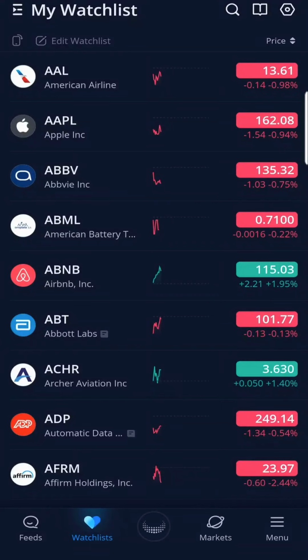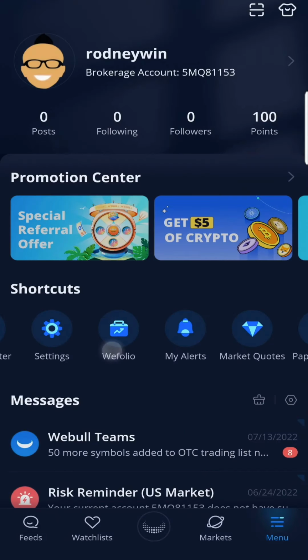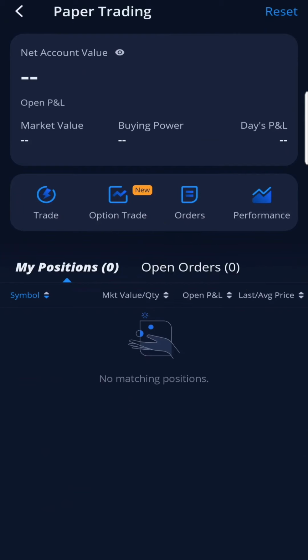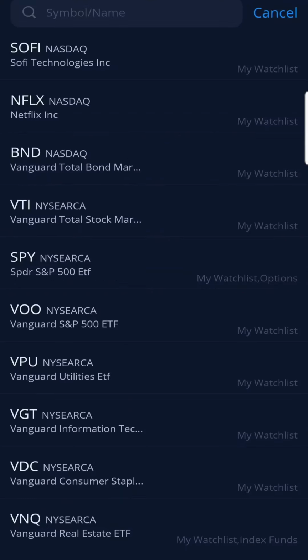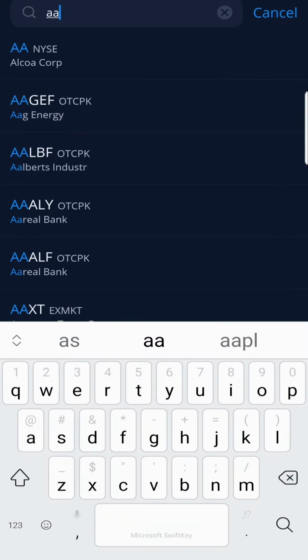On the lower right corner, first click on the menu icon. Next, under the Shortcuts tab in the center, scroll your icons to the left until you reach Paper Trading. Then Option Trades. Webull will give you a list of popular traded companies or stocks to do some option trades, or type in the search bar. I typed AAPL for Apple.